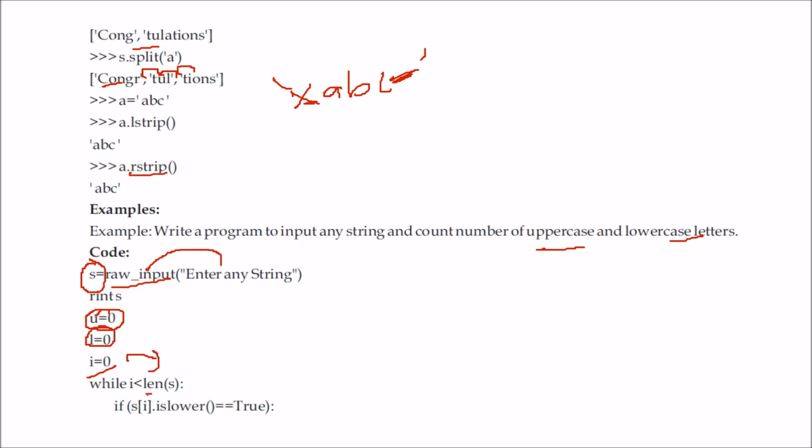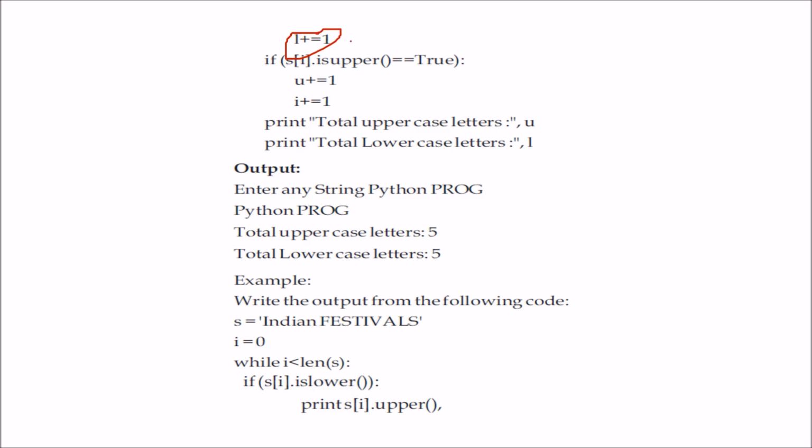While I is less than the length of S, we have taken the length of S, and while this I is less than the length of the string, then we'll check if Si is lower. If it is lower, then we'll just increase L: L is equal to L plus 1. If it is upper, then if it is true, we'll just add 1 to upper, and we'll continue doing this till the length of the string is reached. After this, the upper and lower counts will be shown. So if you just input like this, Python program prog, this particular string has 5 uppercases and 5 lowercases.